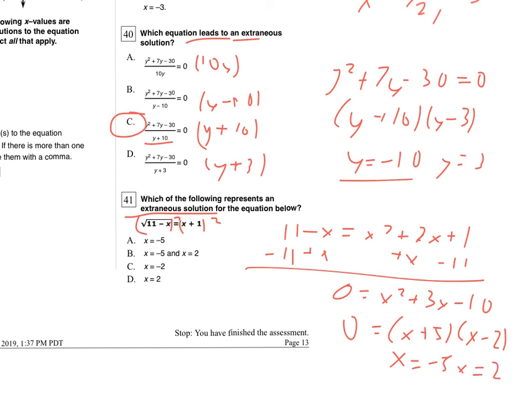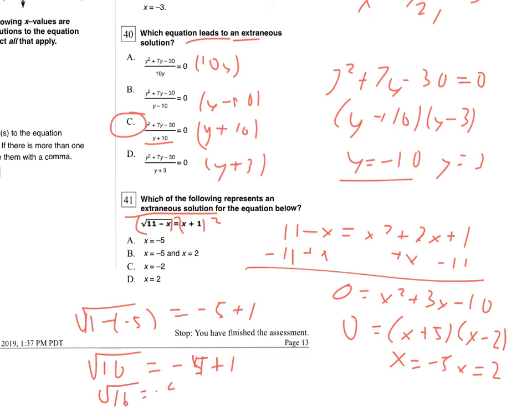And so it's asking which one's extraneous. So I'm going to plug them back in. So radical 11 minus negative 5 equals negative 5 plus 1. I'm going to the original equation here. So radical 16 equals negative 4 plus 1. Actually, that's going to be a negative 5 plus 1. So then rad 16 equals negative 4. That's clearly not true. So this one is extraneous.